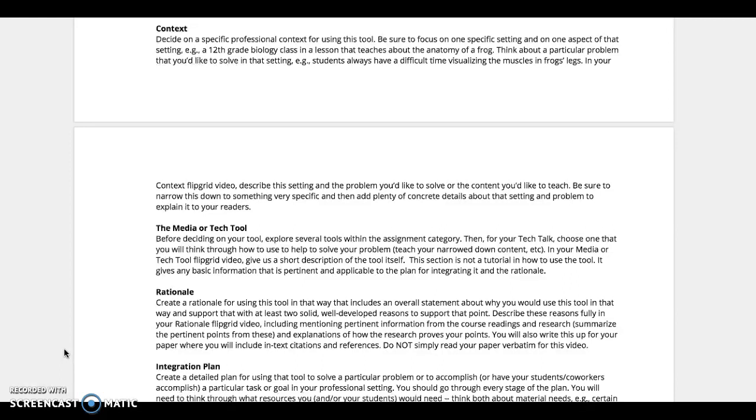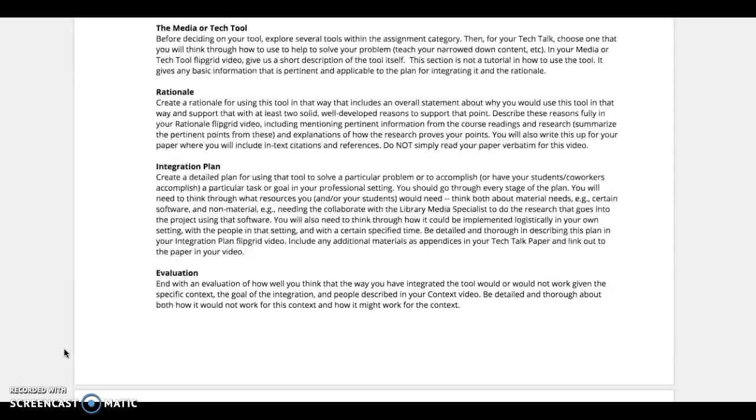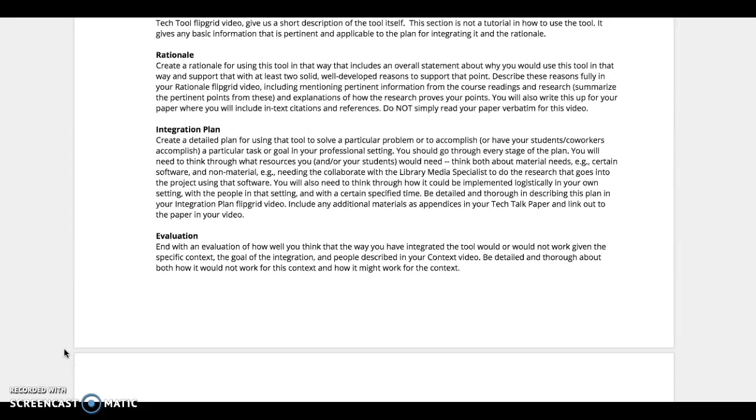And you're going to use research here, the course readings and scholarly research, to prove your rationale. This rationale will be written up. That's your paper. You're also going to have a very detailed integration plan about all the things that you're going to do to integrate that media. And so I recommend that you narrow it down to a very specific integration. It's not listing all of the different ways that you could possibly integrate it.